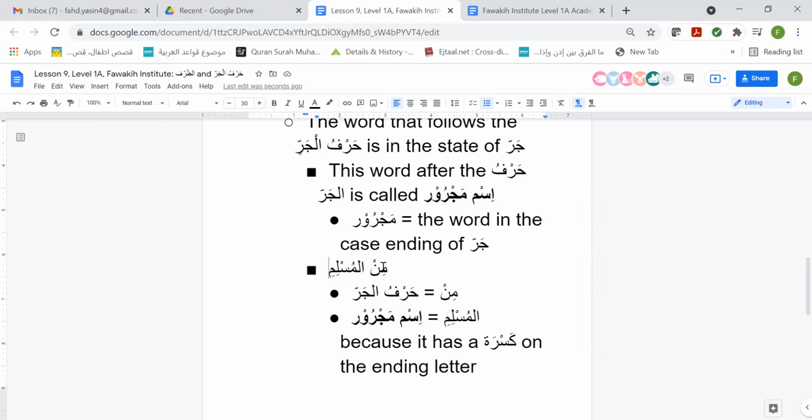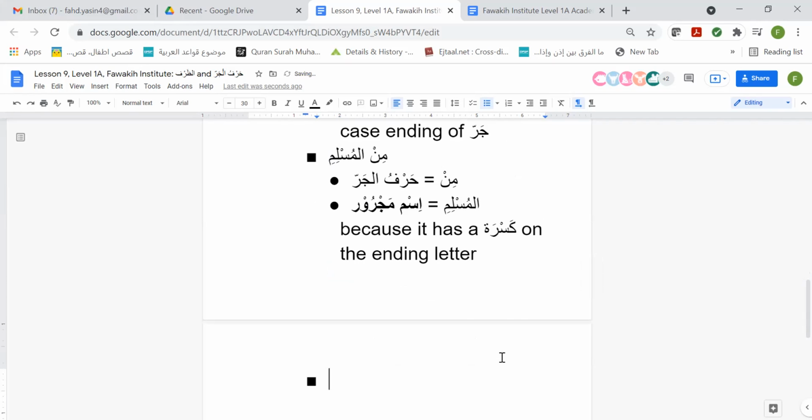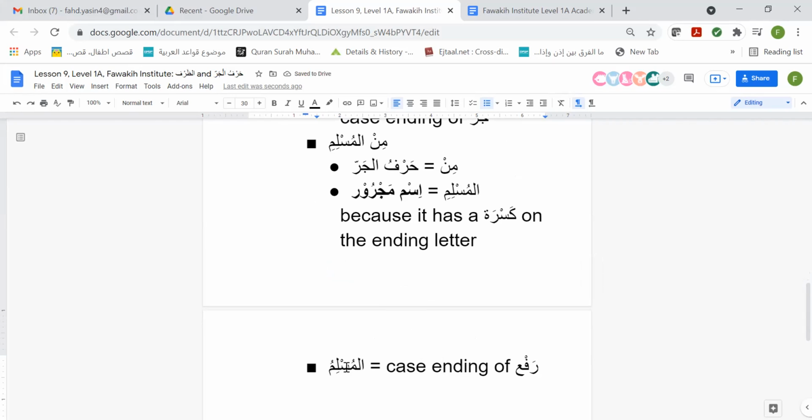So why do they call it harf jar? Because this word, this min, is the reason the following word is in the state of jar. Okay. So you know how I told you that the state of rafa is the default state, right? This is why that is important. So if I just had the word al-muslimu, what state is this word in? It's in the case ending, I should say. I'm used to saying state, but I think the Fawakih teaches the case ending, which is fine. It doesn't really matter. It's in the case ending of rafa. Why? Because of the dhamma at the end. But also notice there's another reason.